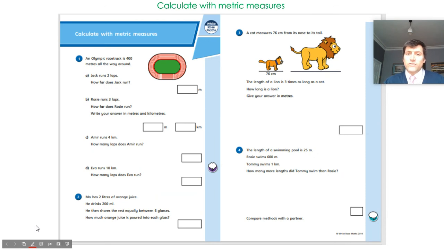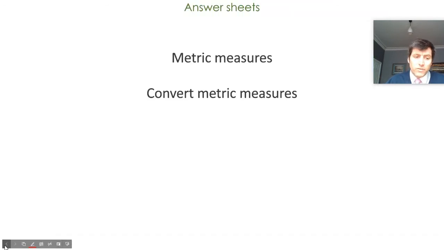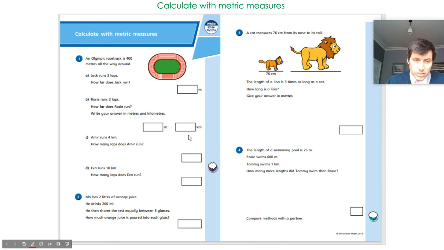Right, guys, thank you very much for your calculations on algebra. With your calculations on metric measures, you do need to have a really careful look at these. Do look carefully at what you're being asked, for example, the way you're asked to identify meters. Now, where something's 3 times as long as something, it's a little bit like algebra. So basically, 3 cats equals 1 lion, is almost what we're saying.